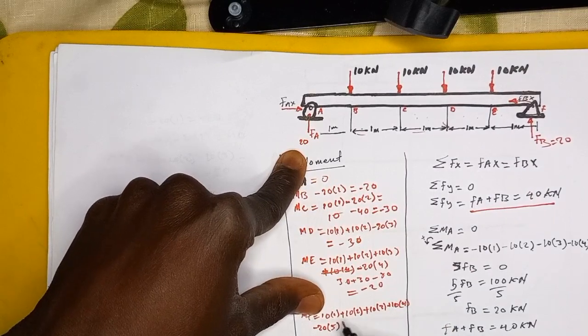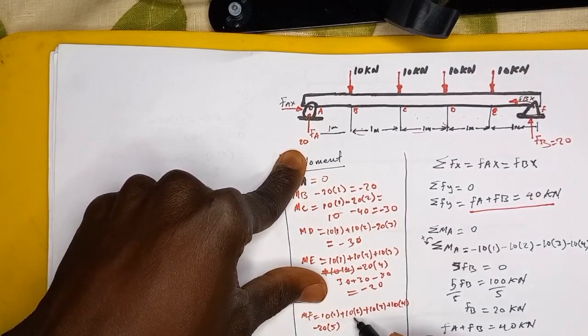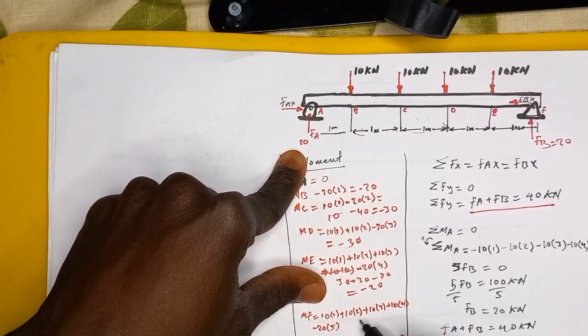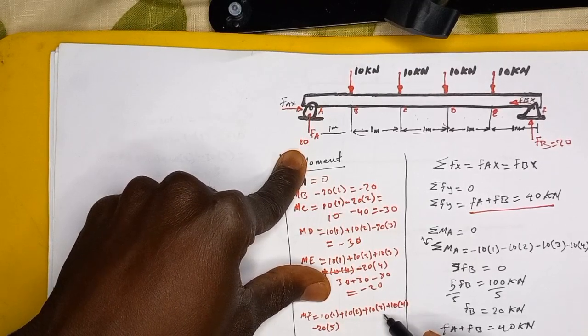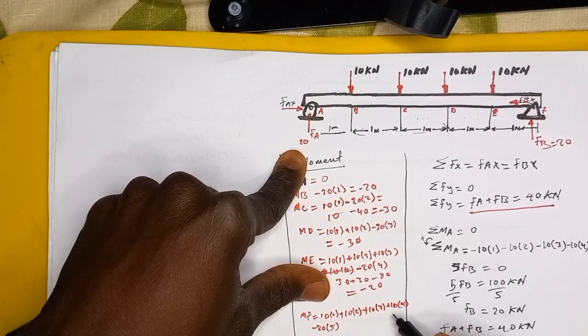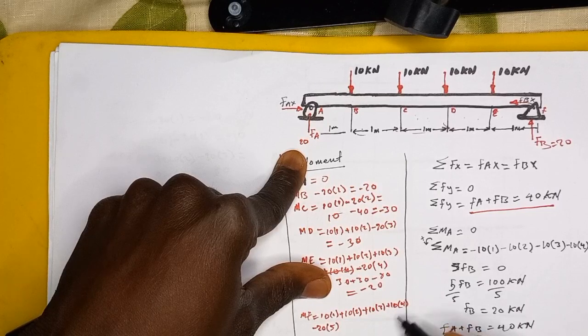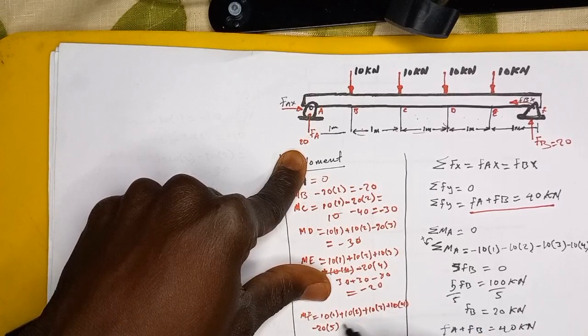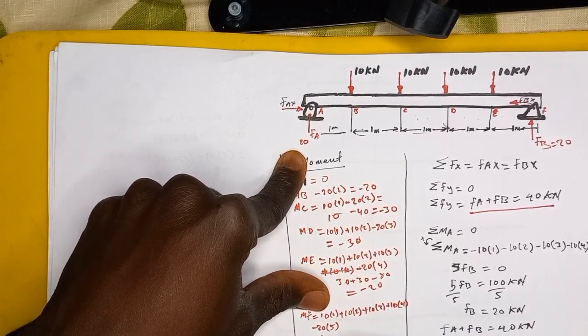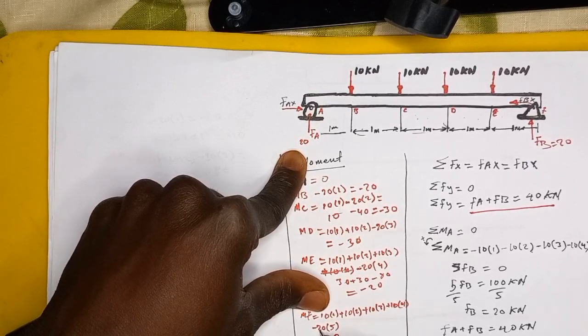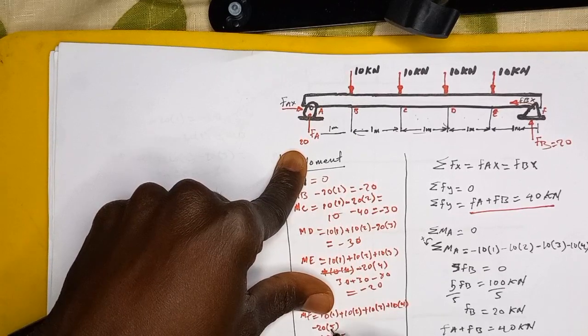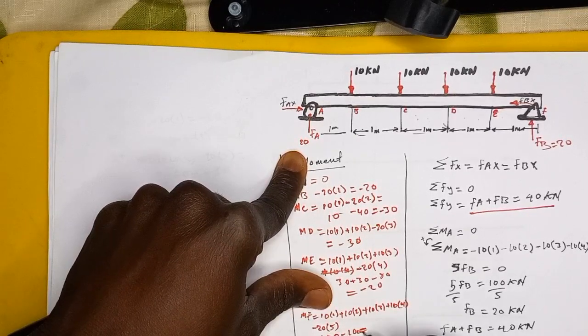So here we have 10, we have 20. This is going to give us 30. Then we have 30 here as well. So that is 60. We have 60 and we have 40 here. 10 times 4, 40 plus 60, that is going to give us 100. 100. Then we have negative 20 times 5 is going to give us 0. I'm sorry.